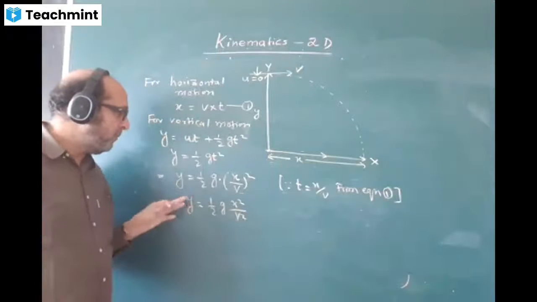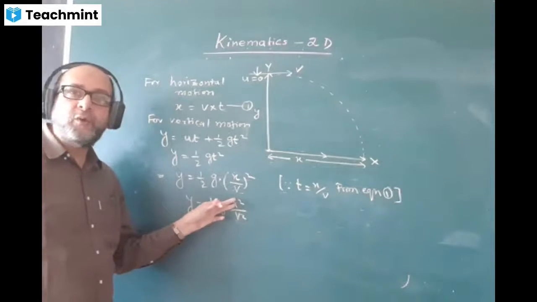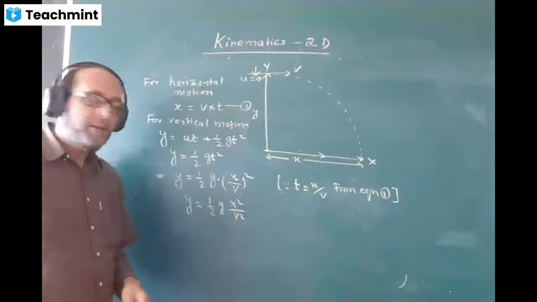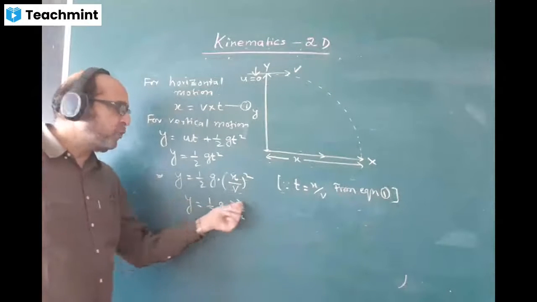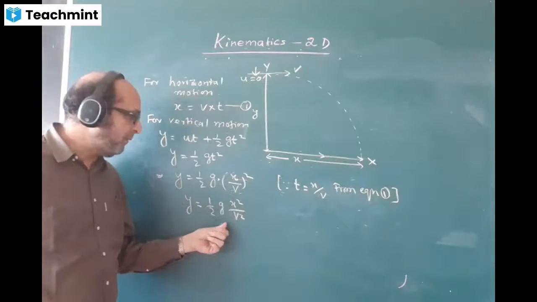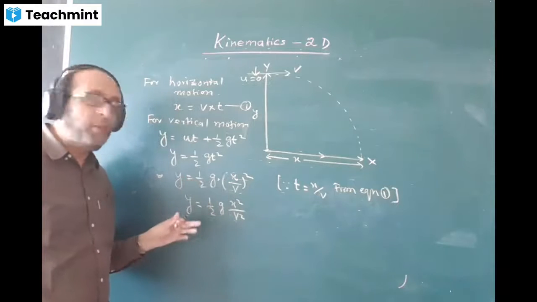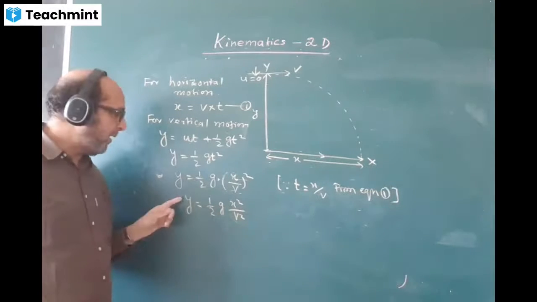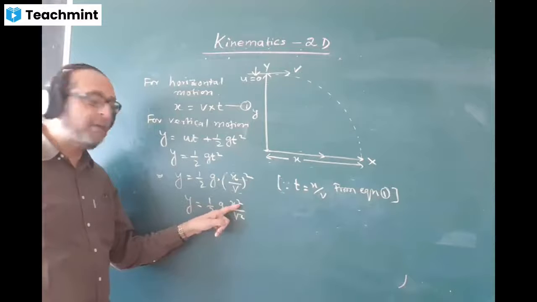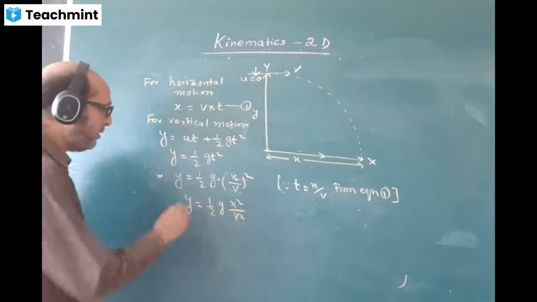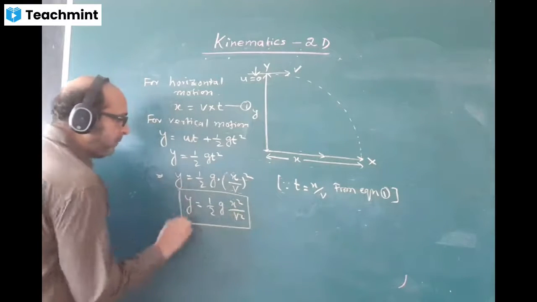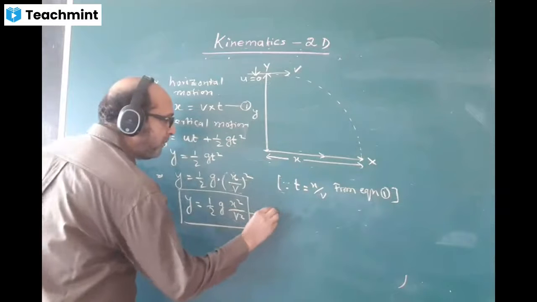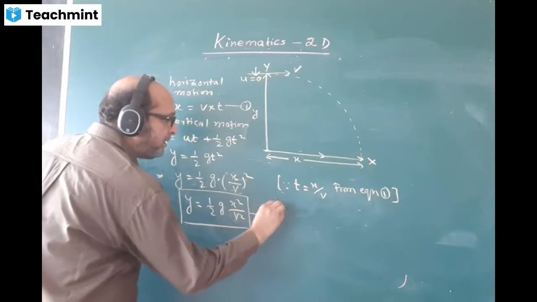So y is equal to half g x squared by v squared. In this case, we will not bother about the other things. We will bother about y and x. The highest power of x is 2. What kind of equation is this? This is right, the equation represents a parabola.